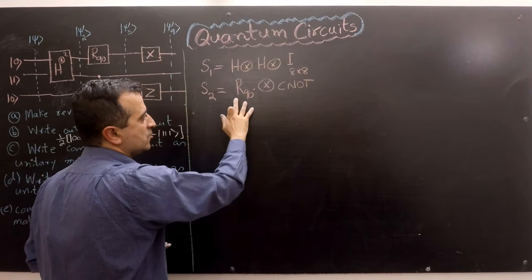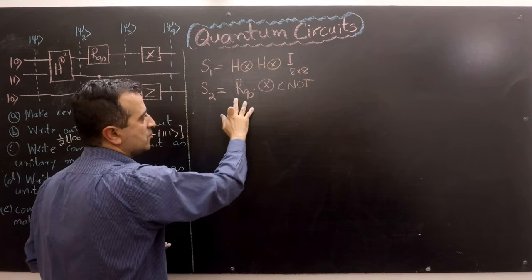And then I will have here 1, 0, 0, 1. I will have here minus 1, 0, 0, minus 1. I will have here minus 1, 0, 0, minus 1. And I will have at the end 1, 0, 0, 1. And that's my 8x8 matrix for stage 1.